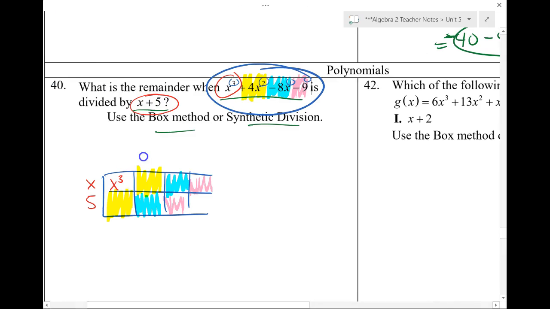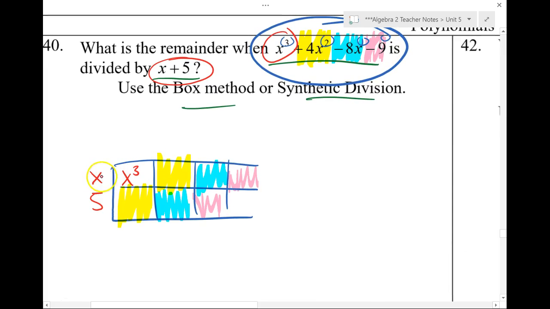Now the first step here is to say, what do I have to multiply times this x on the outside to get x to the 3? Well, that'd be x squared. Then you go down to the bottom column and you multiply across, so 5 times x squared is 5x squared. Now you use this term and this term up here, which are highlighted yellow. You say, how do I get from 5x squared to 4x squared? Well, I'd have to subtract x squared, or 1x squared if that helps.